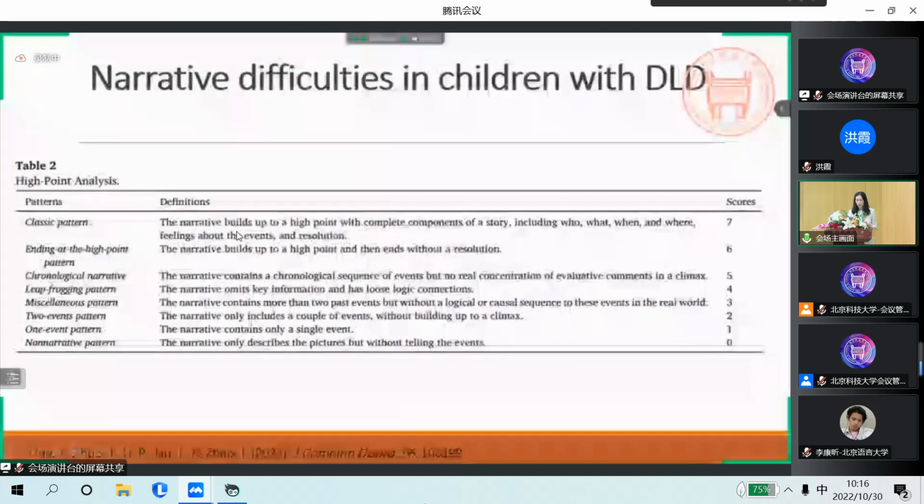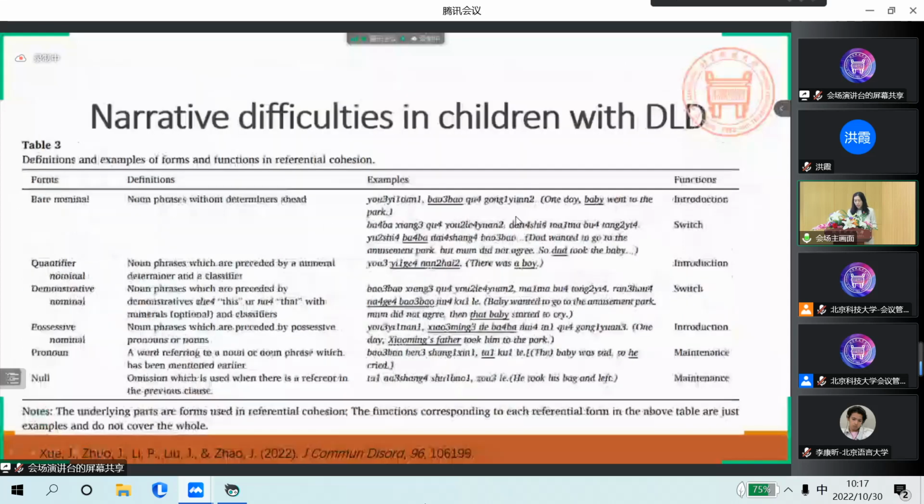But if the narrative builds up to the high point with complete story components, complete components means there are settings, characters, and what happened, the events. So this is classic, and we score the narratives. We adopt the high point analysis to analyze the macro structure.